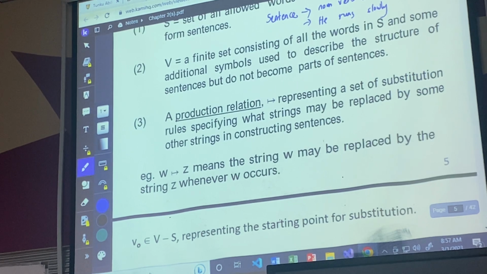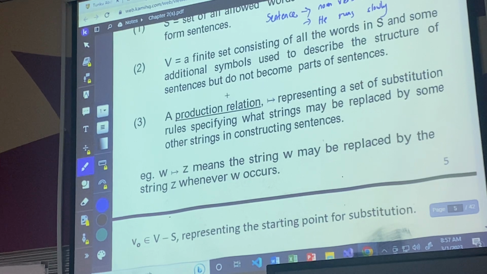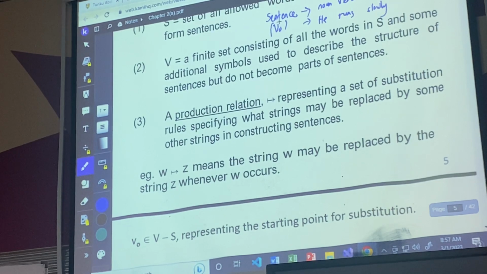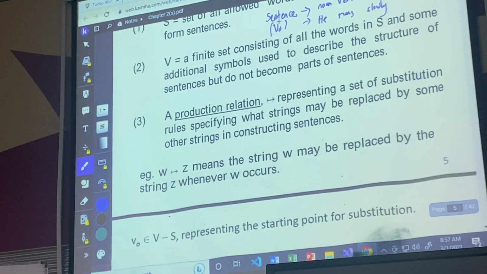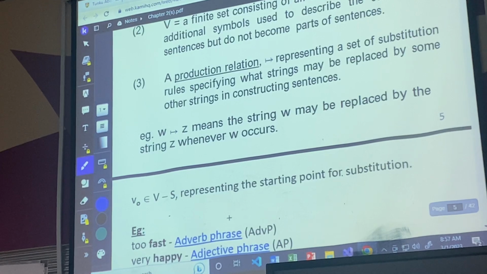And the starting point of the substitution or this production relation, instead of using the word sentence like this, in the simple form, we can put it as V0. This one. Okay? The starting point. We can put it as V0, just like the root of the tree. What is the first point of the tree? You start with the root, right? So the root, we also put V0. So this one is also the same. It is the starting point.